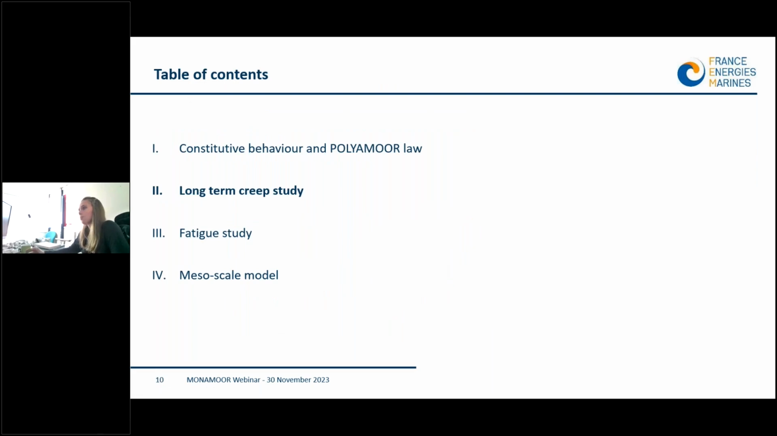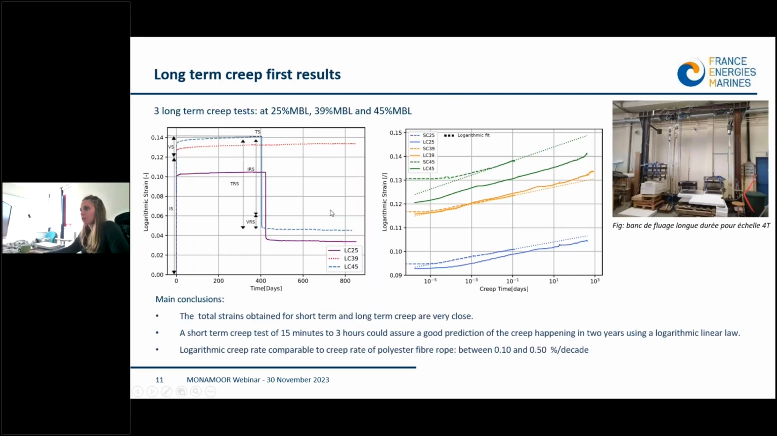So now I will present you the long-term creep study. As Peter said, we used a test bench that was developed during the Polyamide project. It's a test bench dedicated to doing creep tests on the 4-ton subgroup, so it's the laboratory scale. We can do 3 tests at the same time on this test bench. Here you have plotted the logarithmic strain versus time, and you see we have 3 tests that have been performed and investigated.